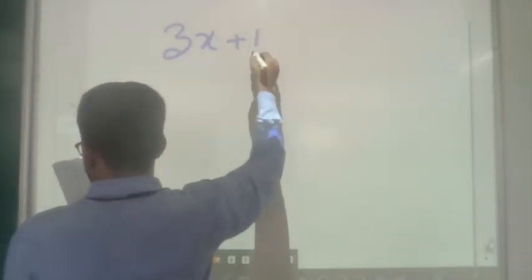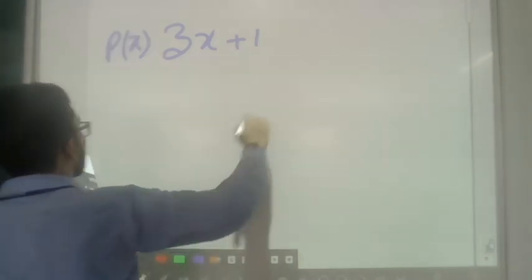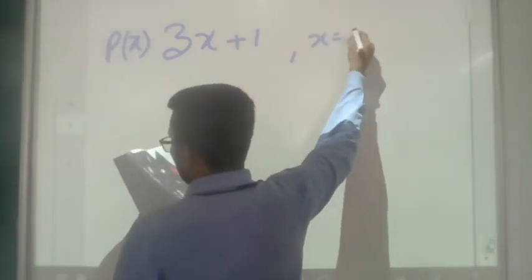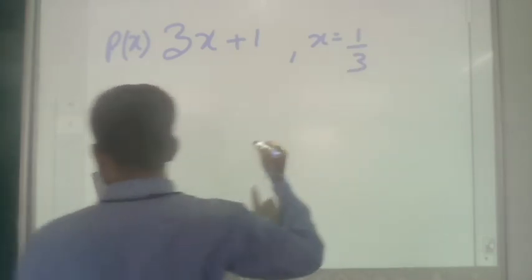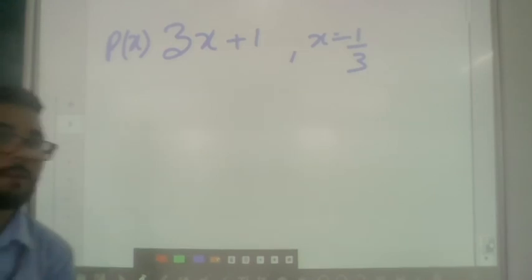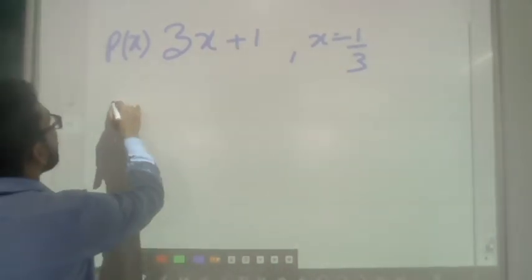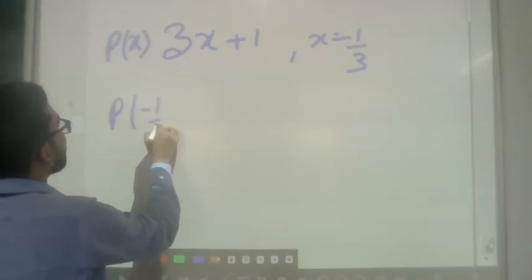Like suppose, if I give an example, 3x plus 1 is a polynomial in x. If you take x is equal to what? 1 by 2, minus 1 by 3. Okay, minus 1 by 3. You will have to check whether this is a zero of this polynomial or not. Okay, now put x is equal to minus 1 by 3.